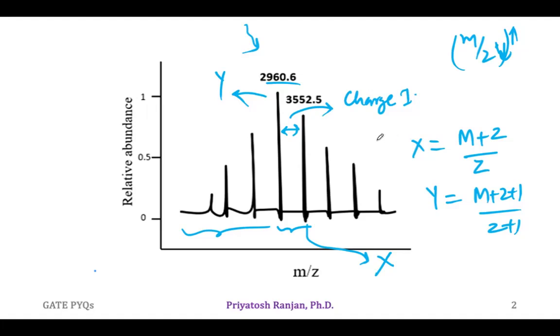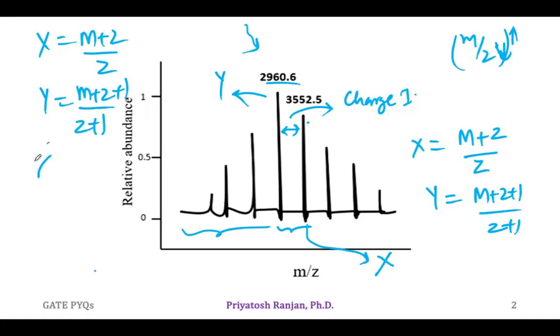Remember, that is m by z. I can write that as (m plus z) by z because I'm considering that as an m by z species which is carrying less charge than the y, and that's the reason I'm representing y as z plus 1 while the x as z. So I have come up with these two equations: x equal to (m plus z) by z and y as (m plus z plus 1) by (z plus 1).